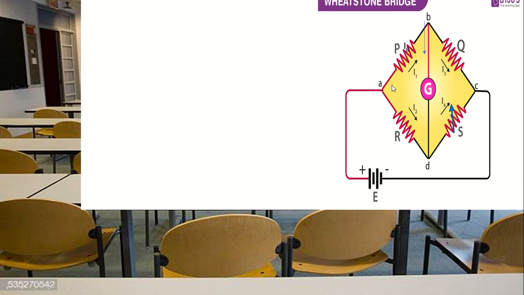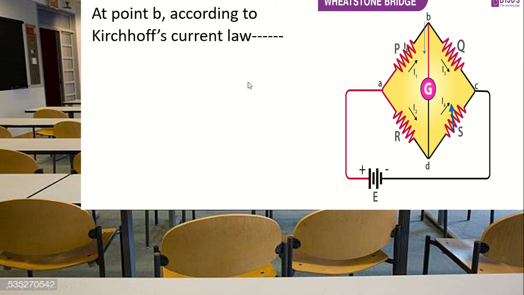Now we will determine the current and potential difference by using Kirchhoff's law and the establishment of the Wheatstone Bridge principle. You already know Kirchhoff's law: Kirchhoff's current law and Kirchhoff's voltage law. Kirchhoff's current law means that at any junction the incoming current is equal to the outgoing current.